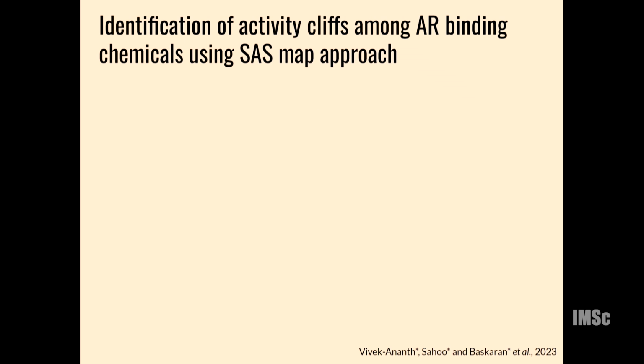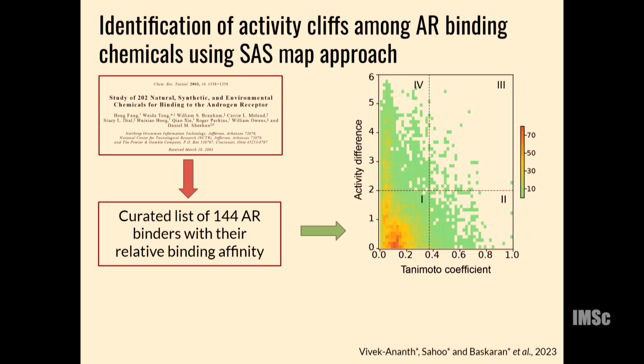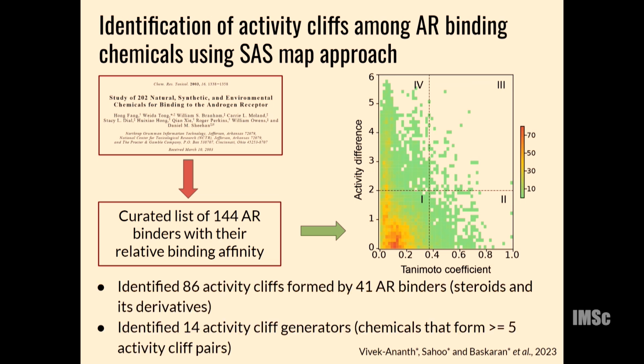Now what we have done in this work is that we have curated a list of 144 androgen receptor binding chemicals with their relative binding affinity, which is reported in the literature. We employed this SAS map approach for all the pairs of chemicals among the 144 androgen receptor binders, and we focused on the 3rd quadrant, which gives the activity cliffs. We identified 86 such activity cliffs, formed by 41 chemicals. We then asked the question, are there any chemicals which form a larger number of activity cliffs, which are called activity cliff generators, and we were able to find 14 such activity cliff generators.